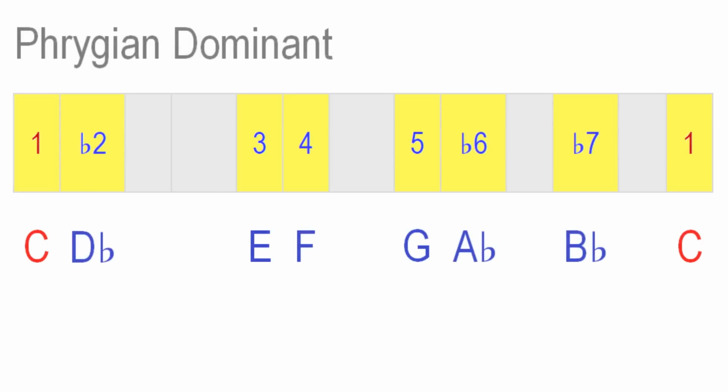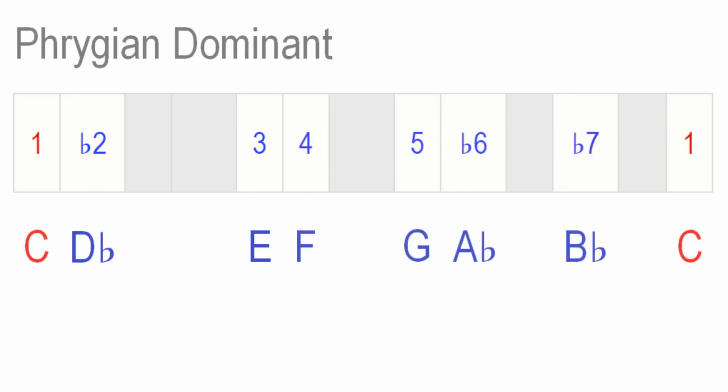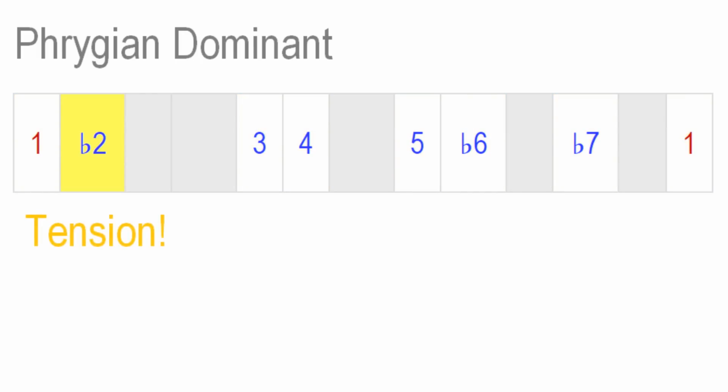But what gives Phrygian Dominant its distinctive sound is the minor second in relation to the major third. Let's hear this scale played in sequence over a major chord with the same root. As you can hear, it has a rather haunting, tense quality, mainly due to that minor second interval.